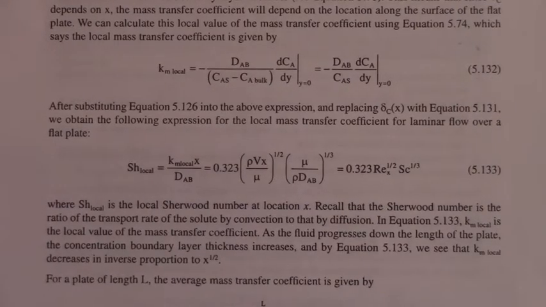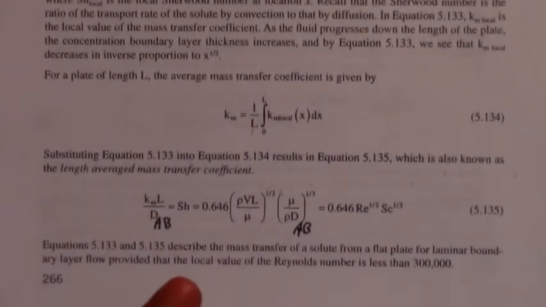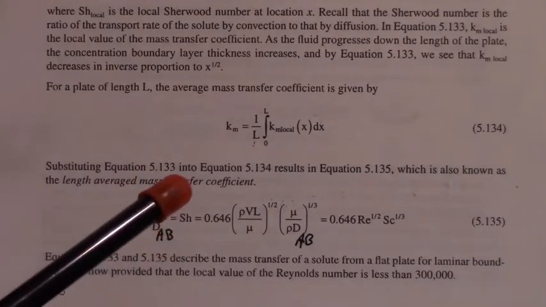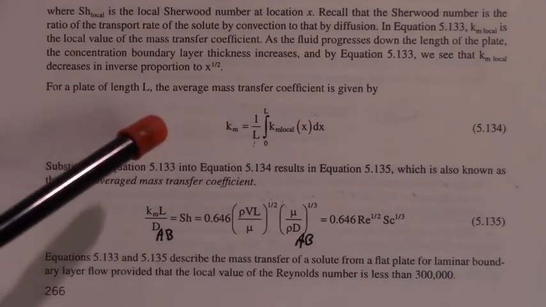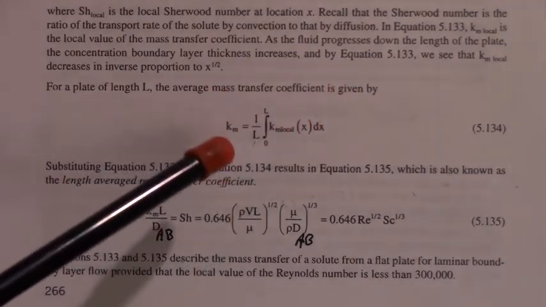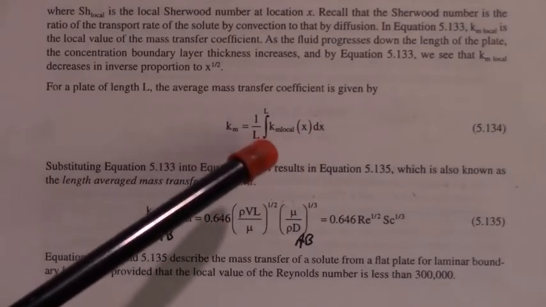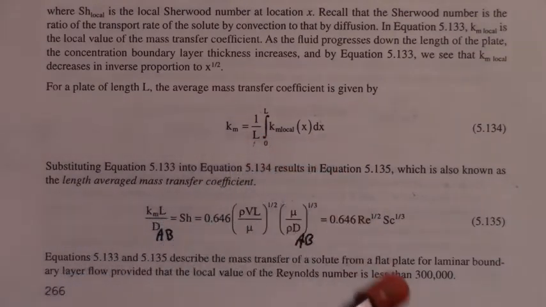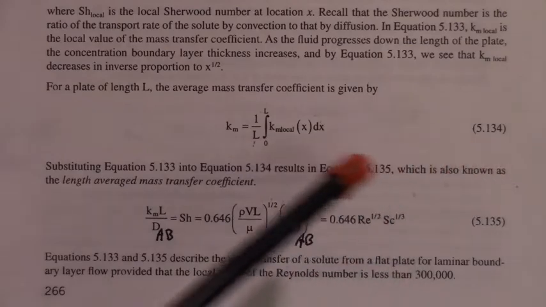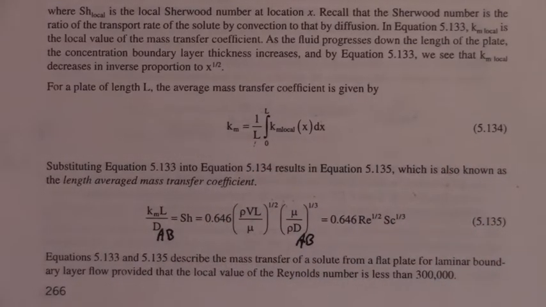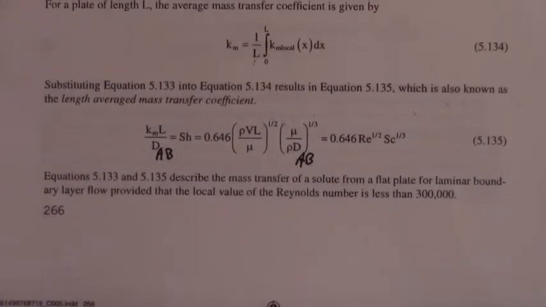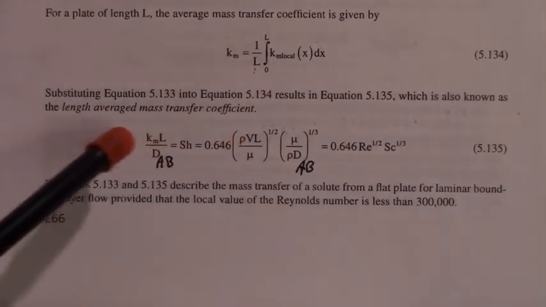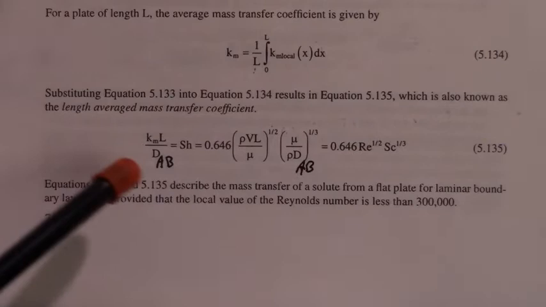Now if we want the average mass transfer coefficient, it would be over the entire area of the plate, which would be L times W. So for a plate of length L, the average mass transfer coefficient by definition would be given by this equation. It's really just taking the mean value of the local mass transfer coefficient. If we take equation 5.133 and put it in 5.134, crank out the integration, we obtain equation 5.135 for the length average mass transfer coefficient, which is given by this equation.